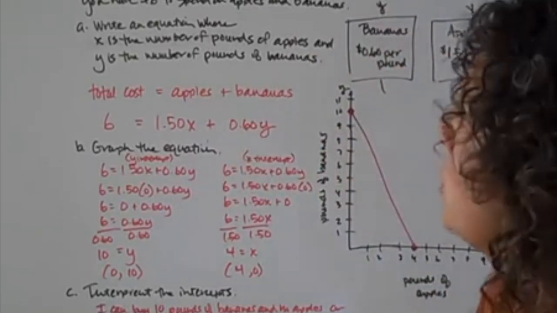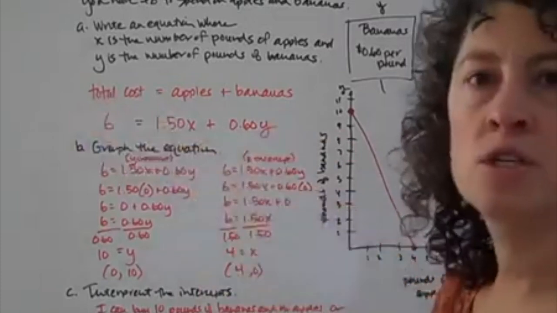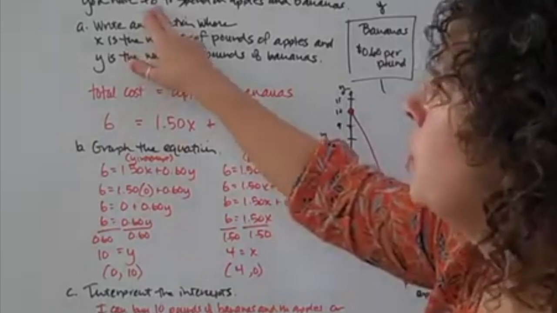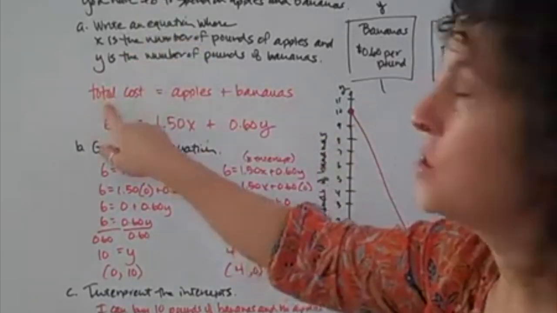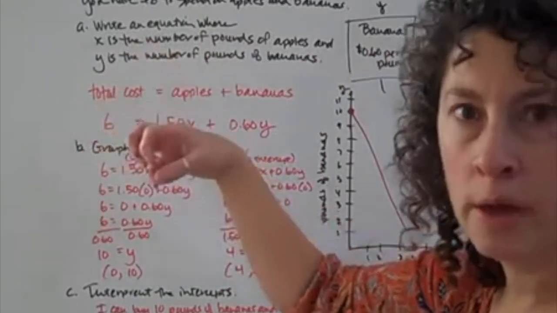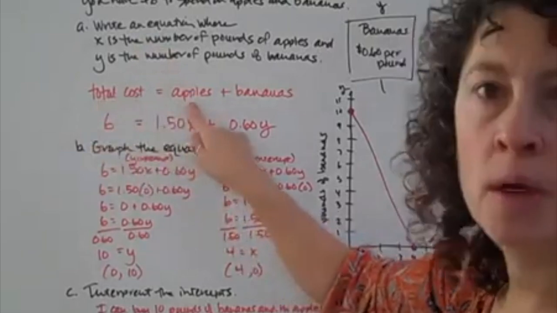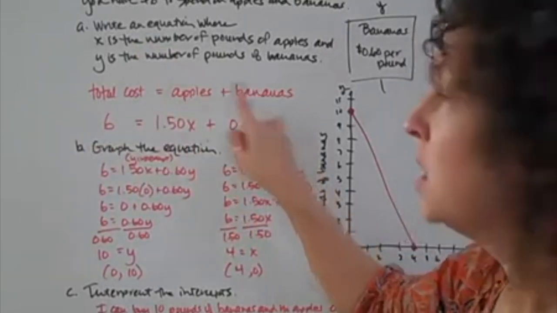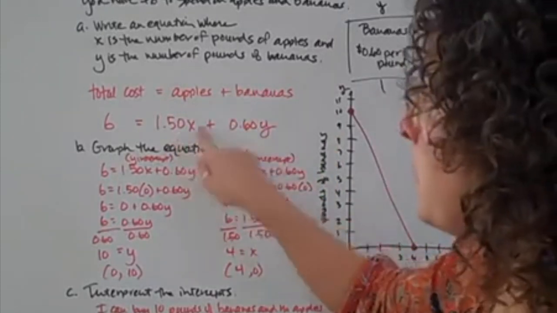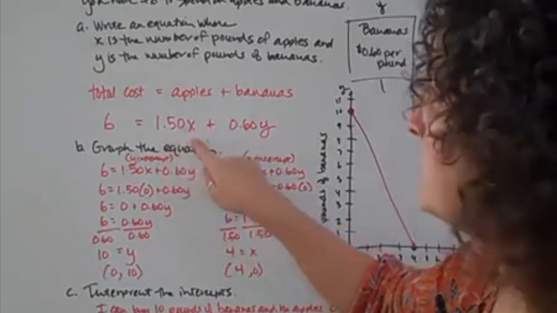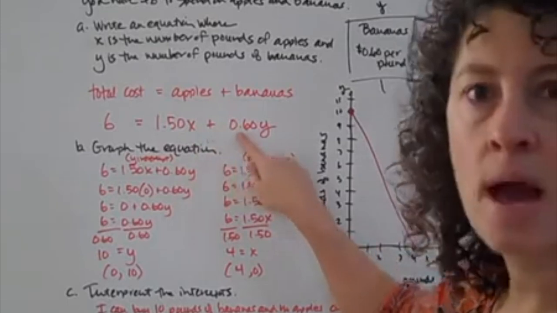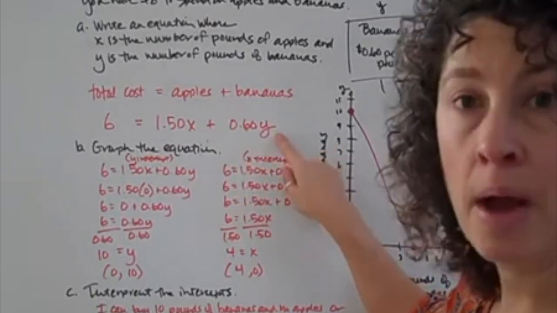All right, so to write an equation, again, we always think about an equation. Is there a total? Is there an altogether? Is there a goal amount? And we have this goal amount, this total amount that we can spend of $6. So we're going to put the $6, the total cost, on one side of the equation. And that total cost, that goal amount that we're spending, is made up of how much we're spending on apples and how much we're spending on bananas. Now, how much we spend on apples and bananas depends on how many pounds that we buy. So I'm going to come up with $1.50 times however many pounds of apples that I buy. And I'm going to add that to 60 cents times however many pounds of bananas I buy.